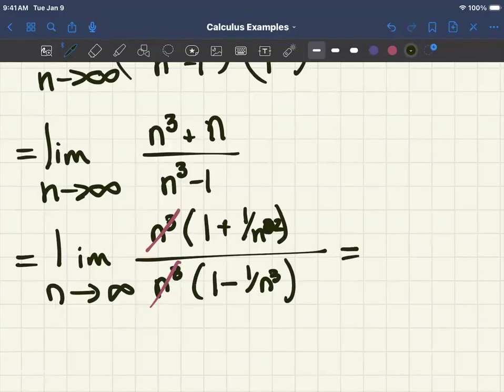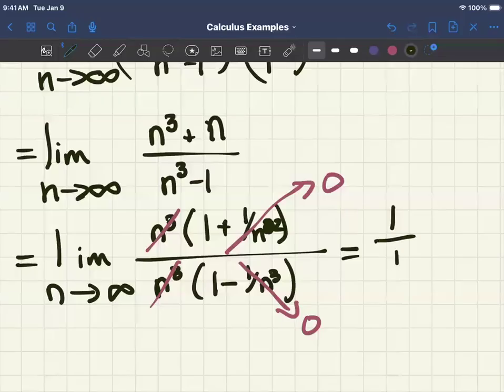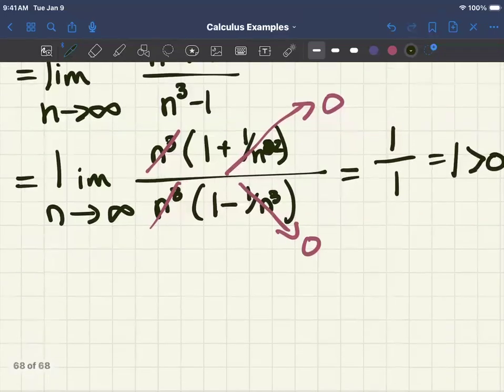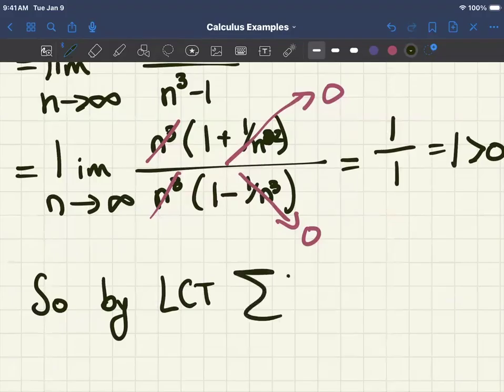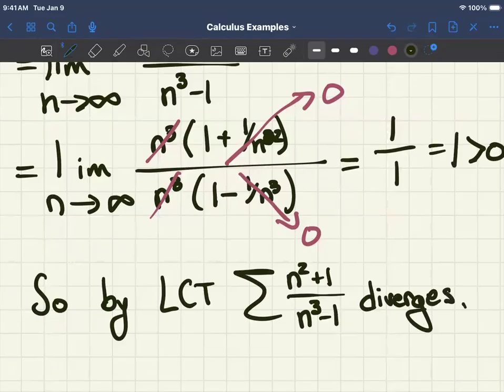There we go. But it really doesn't matter because as n goes to infinity, this goes to 0, this goes to 0, and what we are left with is 1 divided by 1, which is positive 1, a number that is bigger than 0 and finite. So by the limit comparison theorem, our series of (n squared plus 1) divided by (n cubed minus 1) diverges. All right, thanks for listening.